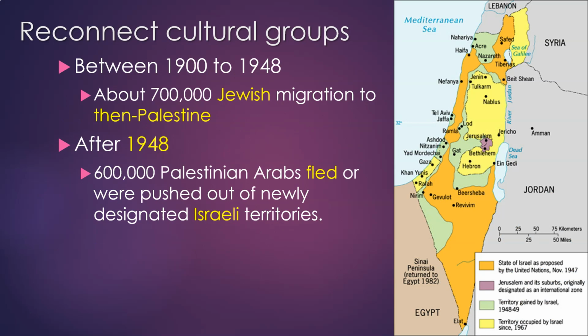Reconnecting with cultural groups, and a great example of that between 1900 and 1948, you've got a significant Jewish migration to what was then known as Palestine, after 1948 known as Israel. Jews from Europe, Jews from the United States and elsewhere, migrating to what was then Palestine, what becomes Israel.